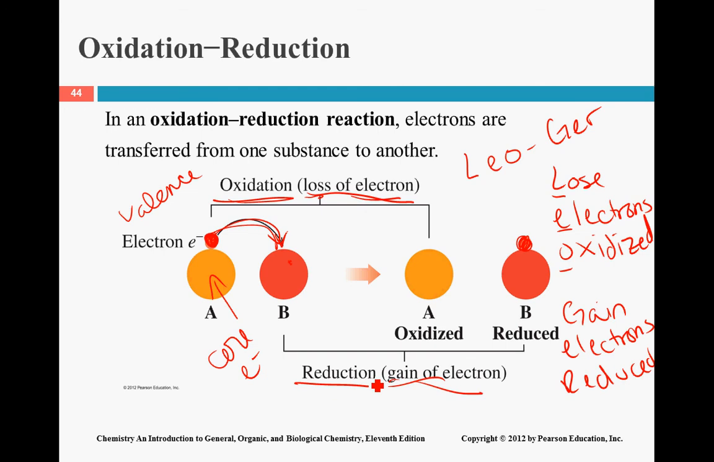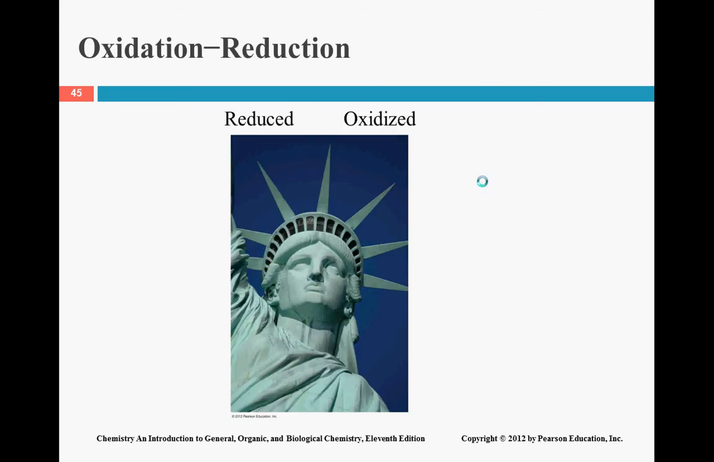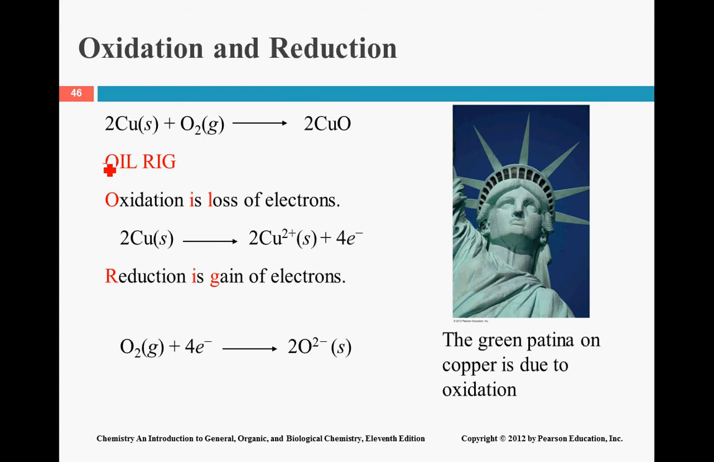Let's break this down a little bit further and look at the charges. A had a negative charge and it gave it away, so it became more positive. B gained that electron, so it became more negative. And you should be able to look at the difference in charges and determine if it was oxidized or reduced by just looking at those charges. They use a different mnemonic device. If you want to use OIL RIG, that's fine. I find LEO-GER simpler, just because that was the first thing I learned.